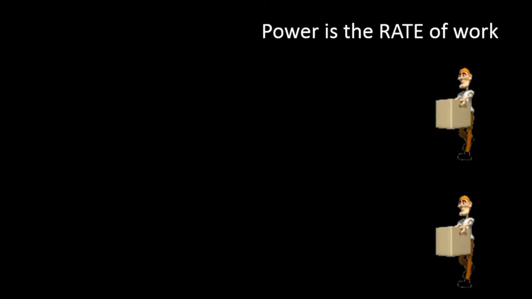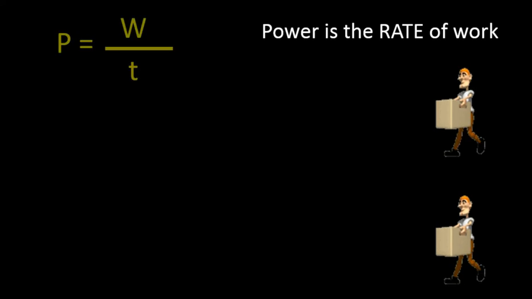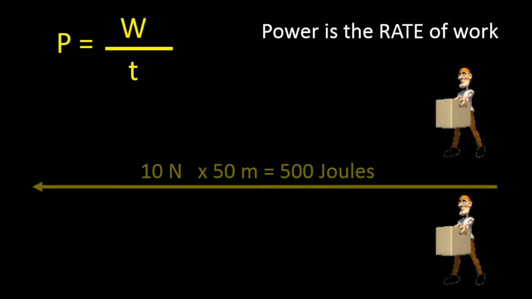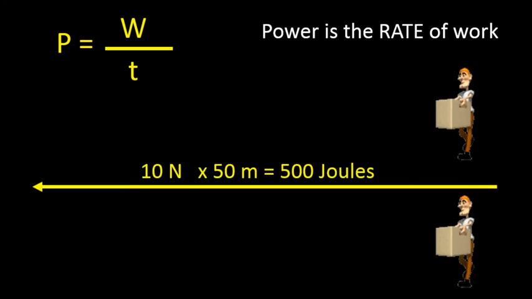Now the next thing the lesson talks about is power, and power is the rate that work is done. So in other words, how fast work is accomplished. And it's noted by the formula power equals work divided by time. So you can think of it as how much work is done every second. And in this example, we'll use the same amount of work that the man did in the previous slide, carrying the 10 Newton box and walking 50 meters to make 500 joules of work.